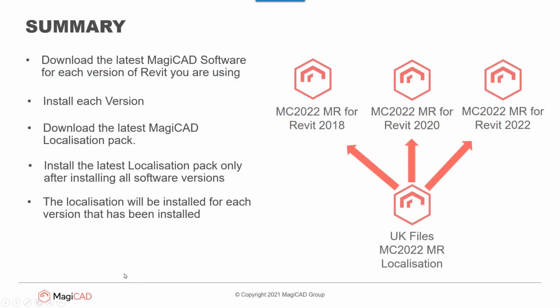So this is just a little bit of a summary of what we've just gone through. So the steps are: download the MagiCAD versions that you need. As you can see here, there's a little graphic saying you've got MagiCAD 2022 main release for 2018, 2020 and 22. So you'll download each one of those versions, install them, and then you can go back to the portal and download the localization, download the latest version of that, and then once you've done that, if you install that using the executable, then it will install a localization for each version of MagiCAD that you have installed.